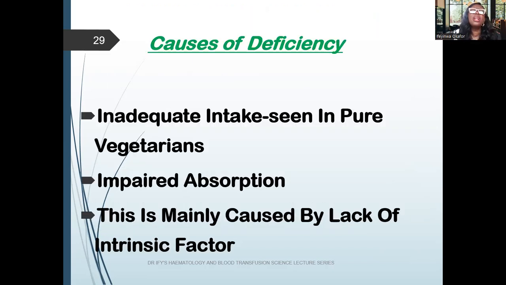system. What are the causes of B12 deficiency? You have inadequate intake, as seen in pure vegetarians. Those people that eat only vegetables, they don't eat meat, they don't eat fish, can have frequent B12 deficiency. Then impaired absorption due to diseases that affect the ileum can also cause deficiency. Now, there can also be a lack of intrinsic factor when somebody cannot produce intrinsic factor, which is the primary protein involved in the absorption of B12.